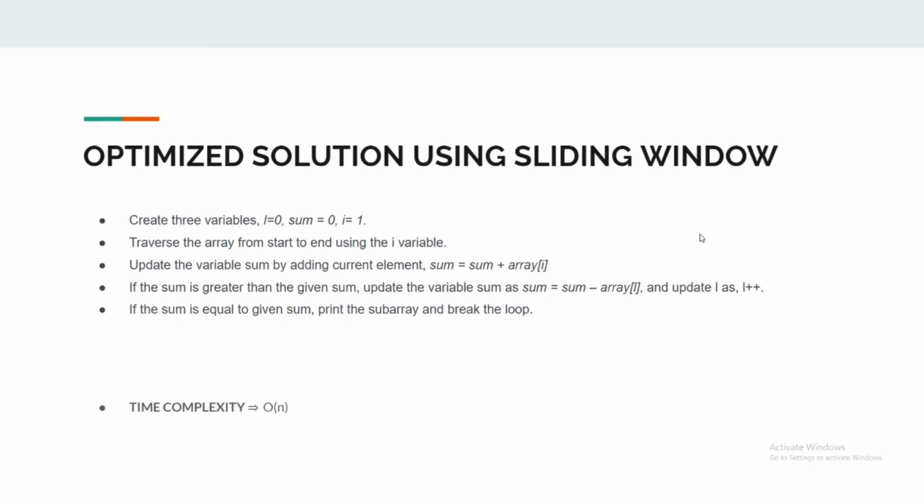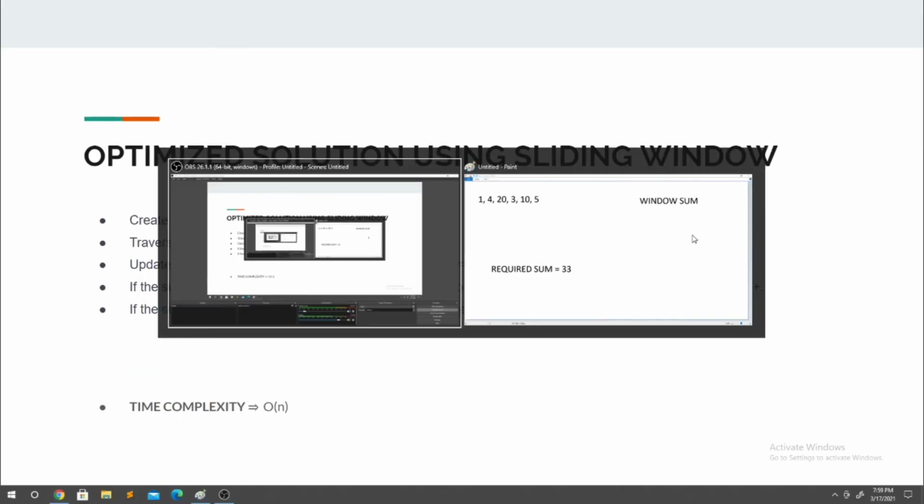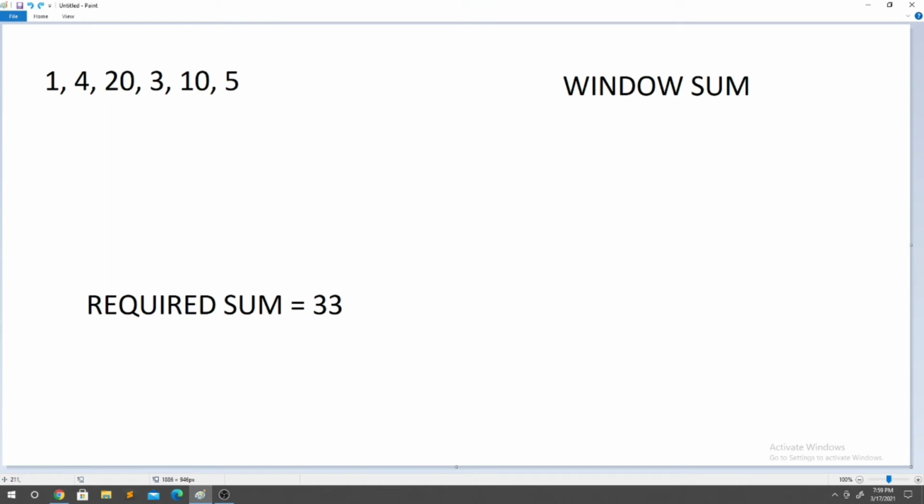Now let's see how we can implement this using our sliding window. This is our array. This is the required sum, that is 33, and here we will write the window sum that we will be traversing. Initially, let's say this is our window, so i as well as j both point to this one. So our window sum is 1. After that, we shift j one step right, so our new window becomes this much, and the sum will be 5 now.